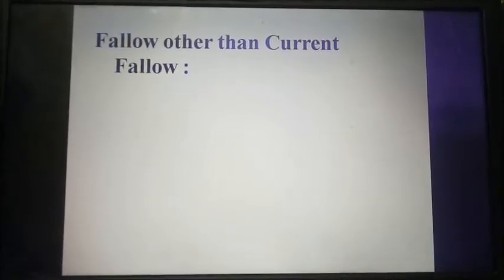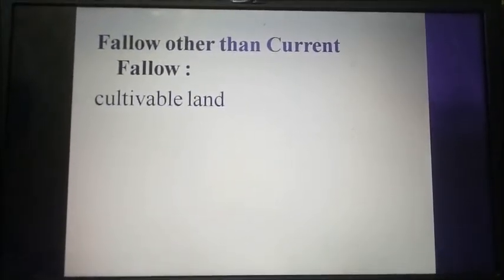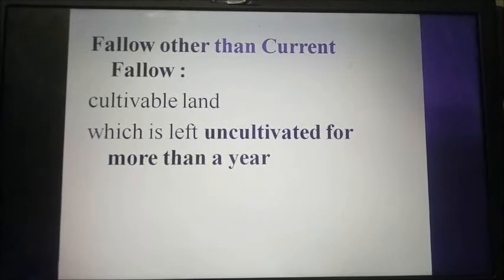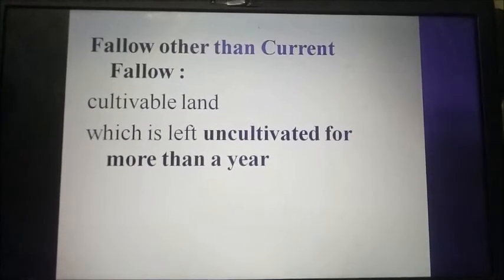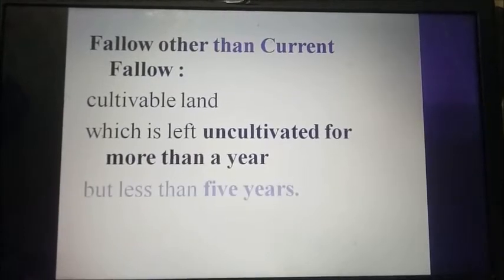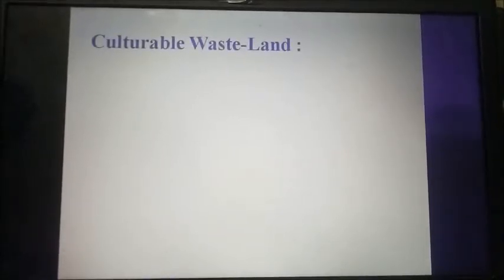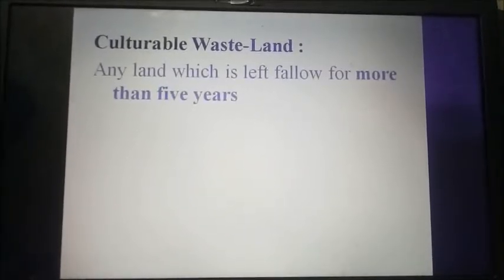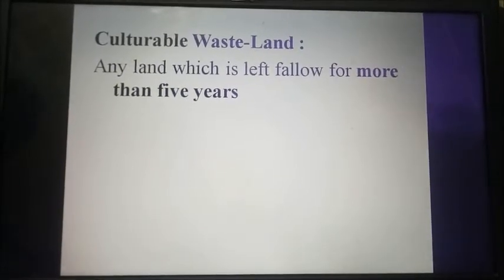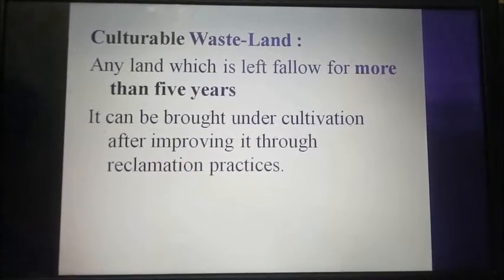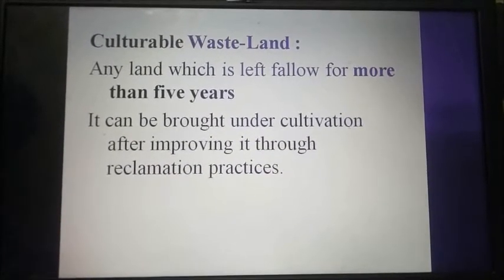Now, the second part, following this: if the land is left fallow for more than one agricultural year, then what happens? That is cultivable land which is left uncultivated for more than a year. That will come under the category of fallow other than current fallow lands. But it should be less than 5 years. If it is more than 5 years, then what will happen? It is called cultivable wasteland, a land which is left fallow for more than 5 years. It can be brought under cultivation after improving it through reclamation practices, that is using artificial fertilizers and so on.